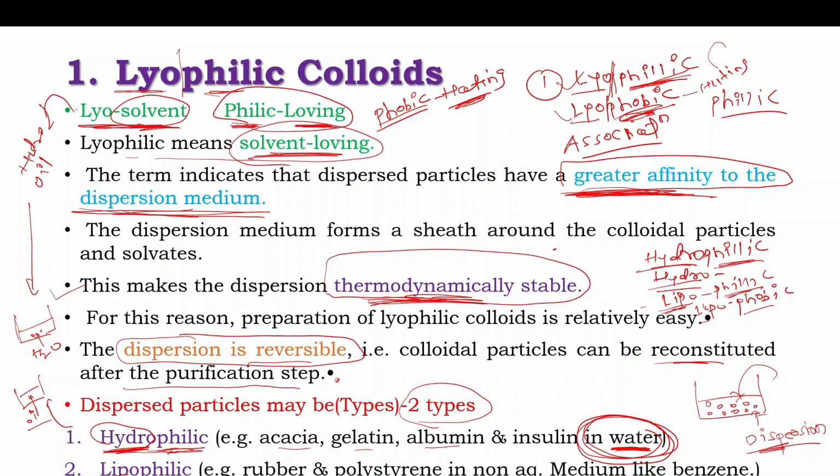Hydrophilic, having the dispersion medium as water. Lipophilic, having the dispersion medium as a non-aqueous solution, that is oil. इसमें 4 पॉइंट ऐड करने हैं, कौन से? Having the greater interaction, they are thermodynamically stable, they are reversible and they are stable. Only consider this point. Very easy topic and most important topic is there.